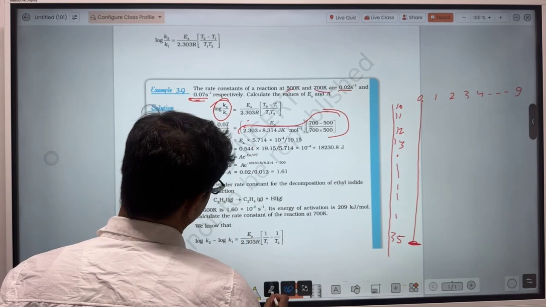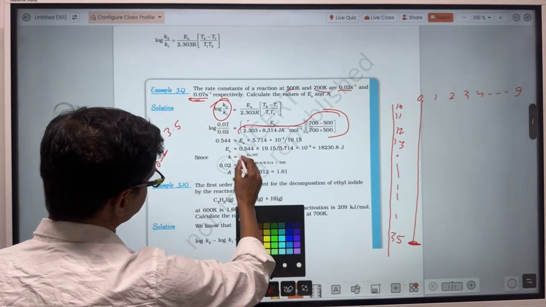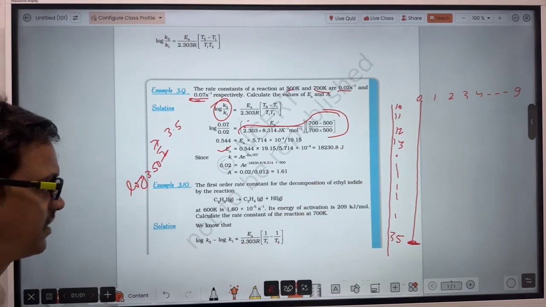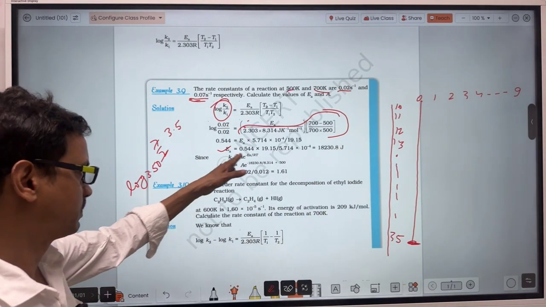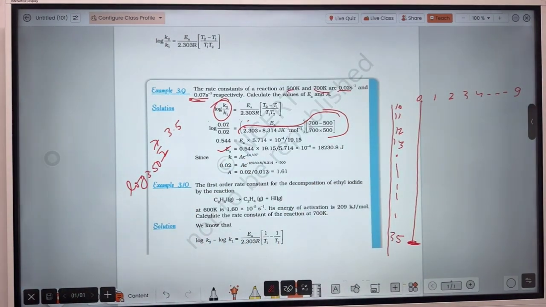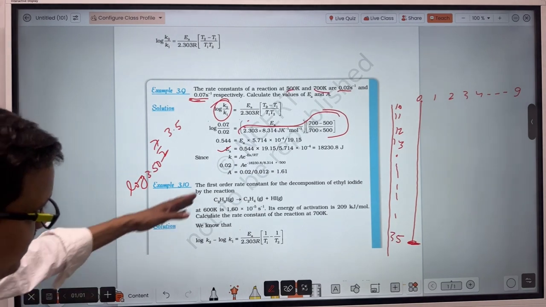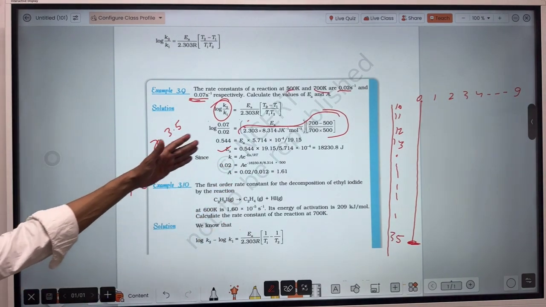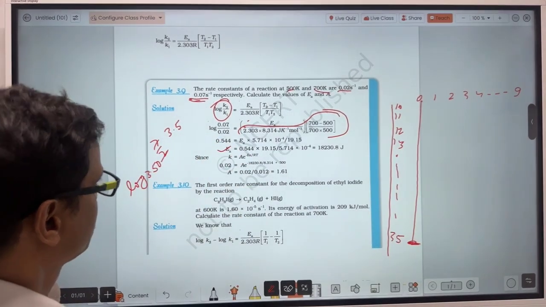So 5.7 this one. Then after this, activation energy, this upon this, you have to calculate, very easy it is. Now how to calculate this one? I think a number of students will feel difficulty how to calculate this one. So how to calculate the value of the Arrhenius constant?